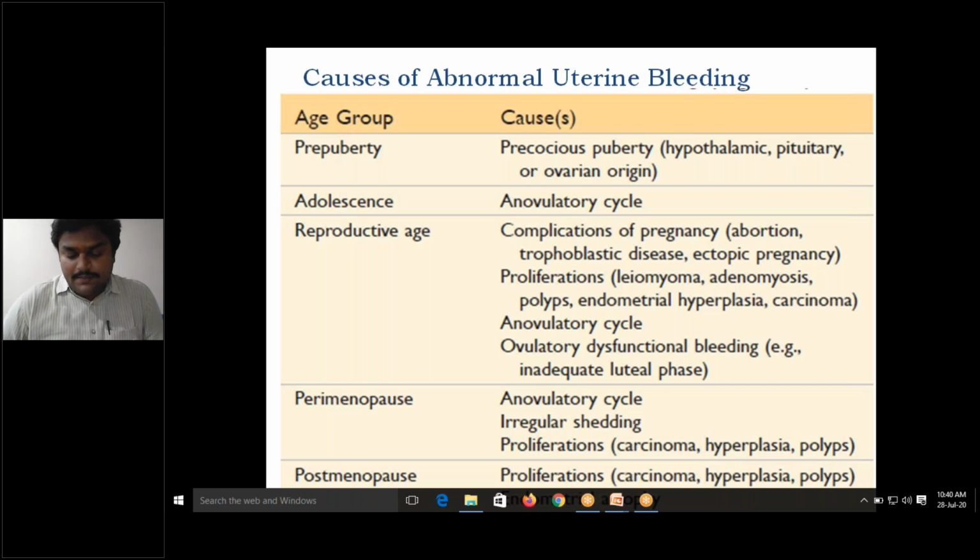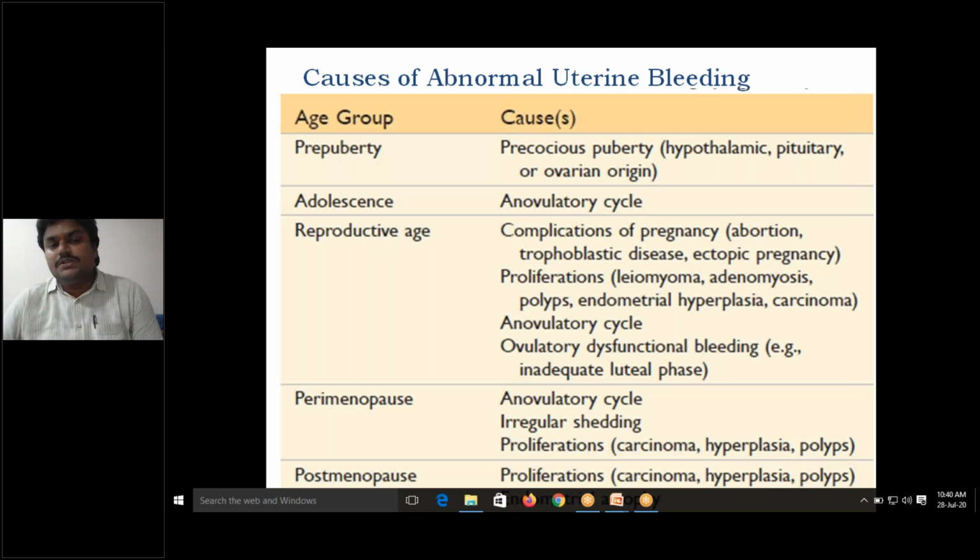Second is during adolescence. The most important cause is anovulatory cycles. There will be an excess amount of estrogen, but there won't be any progesterone. This is one of the important reasons for abnormal uterine bleeding during adolescence.